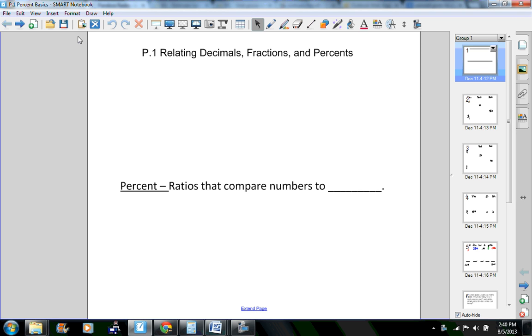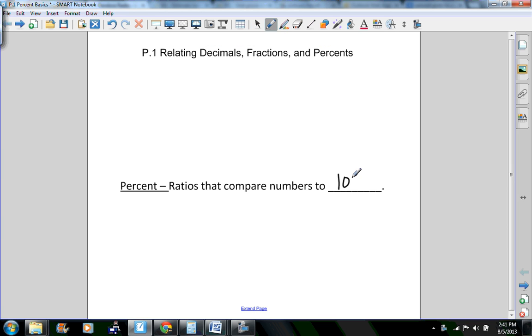Okay, so we have really one thing to talk about, which is percents. And percents are ratios or fractions that compare numbers to 100. That's important to understand because if you're dealing with a percent like 23%, what that really means is 23 over 100.